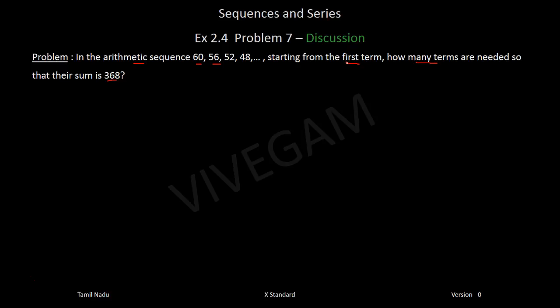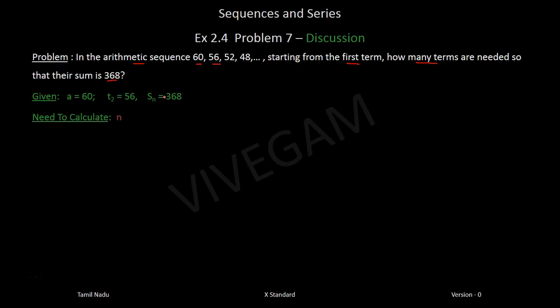If they don't start from the first term, we have to convert it in such a way that the series starts from the first term. Okay, because all the formulas are based on starting from the first term. So that is there, which means we can use the formulas. So let's list out what is given. A equal to 60, T2 equal to 56, Sn equal to 368.